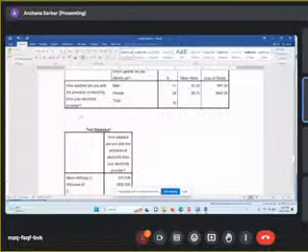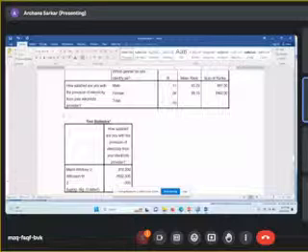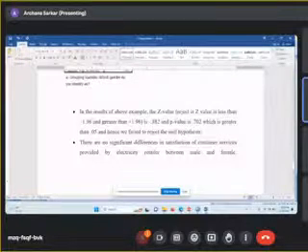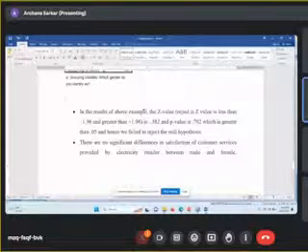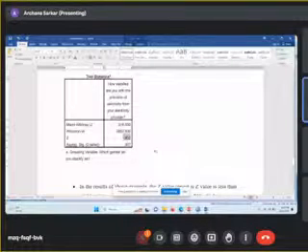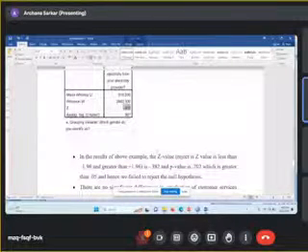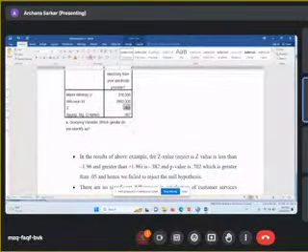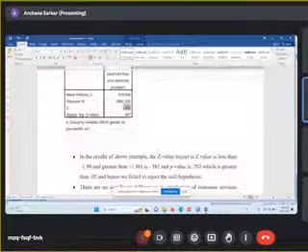Now, what are the things which I require to check? So first one, in the result of the above example, the Z value. So first you have to check this Z value. For hypothesis testing, we can reject the null hypothesis if our Z value is less than minus 1.96 or greater than plus 1.96. So if we get those values, then in that case we can reject.